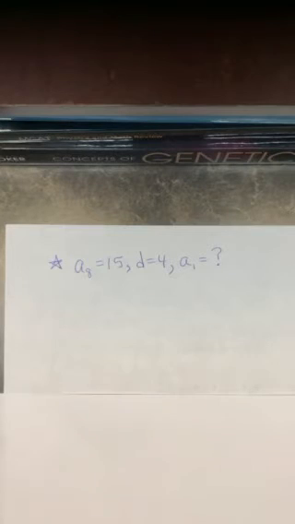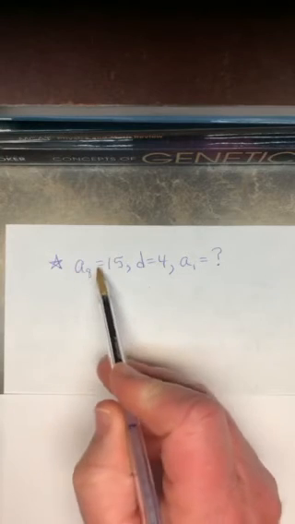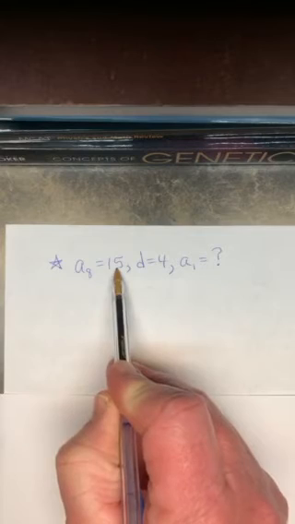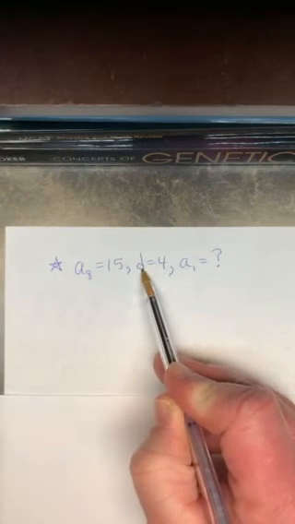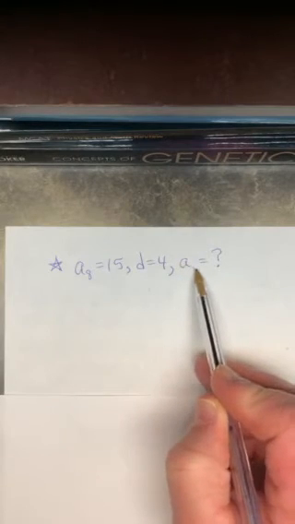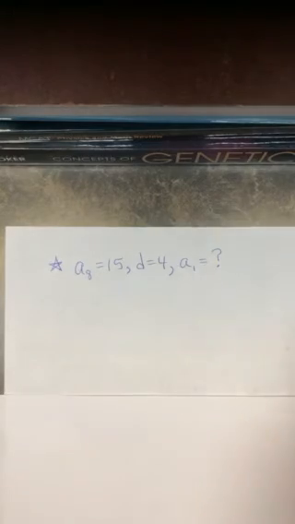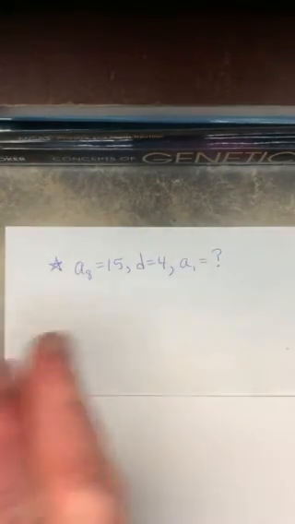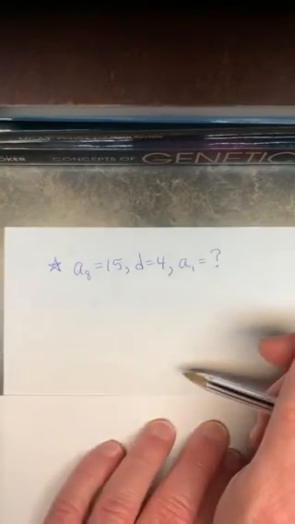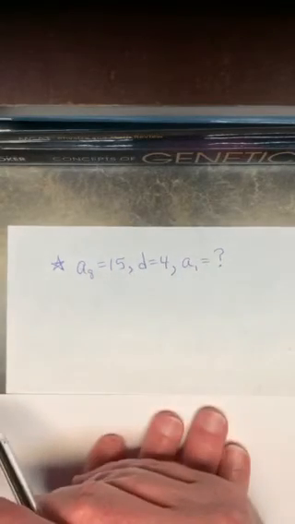What if they said a sub 8, now you got to know the symbols, that means the 8th term of a sequence is 15. The common difference in this sequence is 4, and they want to know, what's A1, the first term? Well, guys, once again, we're not just going to write down a number and work backwards and count. Even though that makes sense and would be using common sense, that could have been A sub 81, we don't want to write 81 terms down.